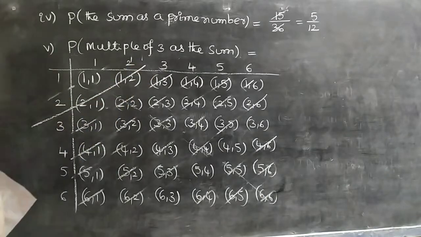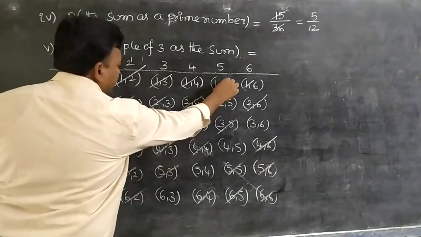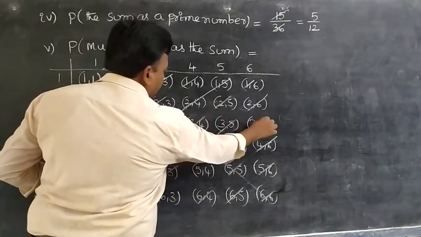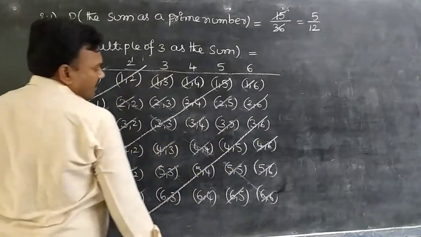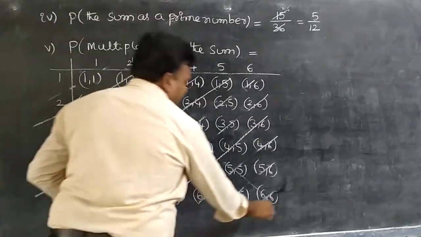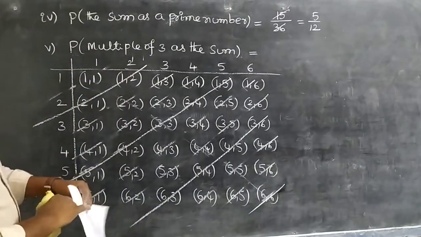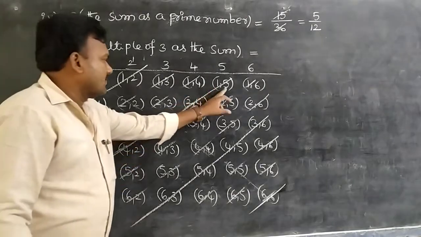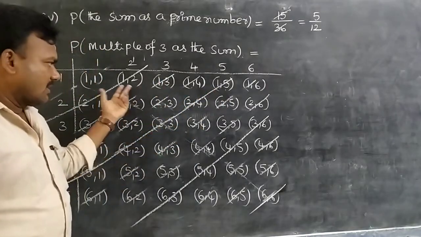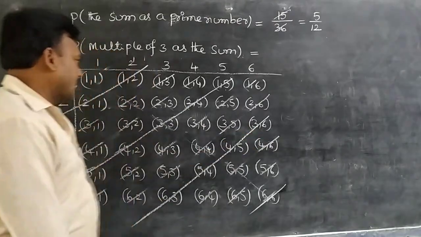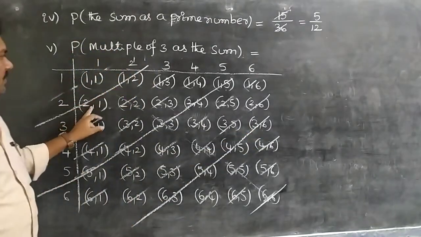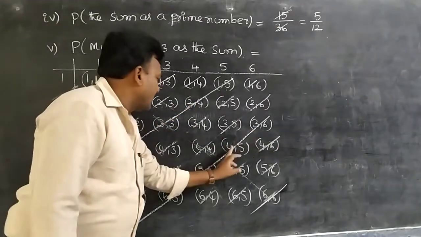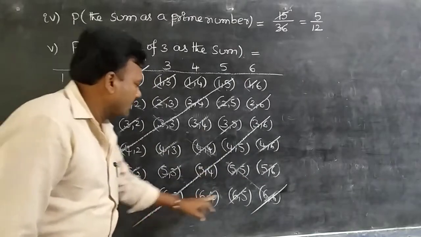These are, next one, 6, these also. Next, 3 threes are 9, these are. 3 fours are 12, the last one. These are the multiples of 3 as the sum. So 1 plus 5 is 6, 2 plus 4 is 6, 3 plus 7 also. Next, 3 sixes, like this. 1, 2, 3, 4, 5, 6, 7, 8, 9, 10, 11, 12.